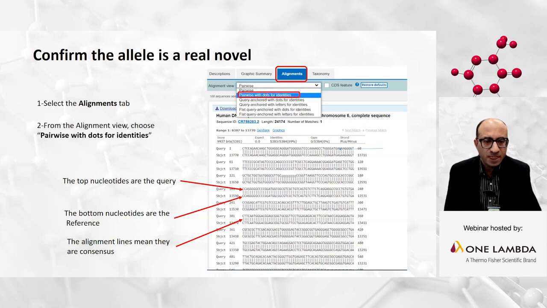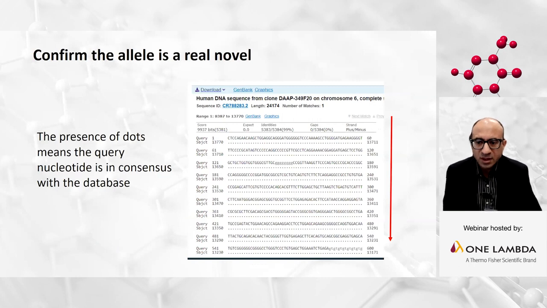From the select alignment tab, there will be a drop-down menu. You choose pairwise with dots for identities. When you do this, I found that it's much easier to view them. Let's see how this will change the view. This will just change the view of the consensus. Instead of trying to track all the alignment lines, they will be replaced by dots. The presence of dots means they are consensus.